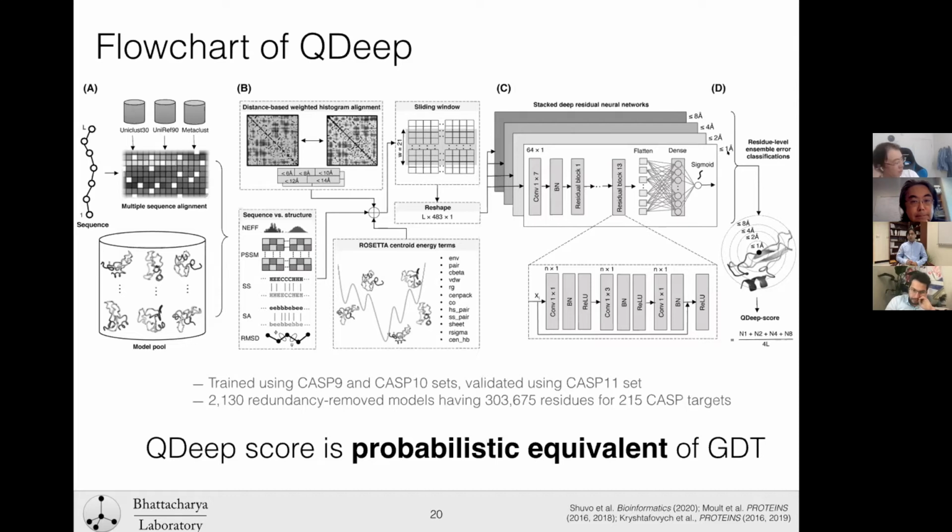And since there are 4 of them, we can combine them analogous to what is done in the GDT score in order to estimate a quality score, which we call the QDeep score. Consequently, the QDeep score is a probabilistic equivalent of the GDT score, which we predict using our ensemble of deep ResNet classifiers. Each of these deep ResNet classifiers has been trained using models from CASP9 and CASP10 combined, and we validated this using a standalone CASP11 set. Overall, there are over 2,000 non-redundant models having more than 300,000 residues for over 200 CASP targets.